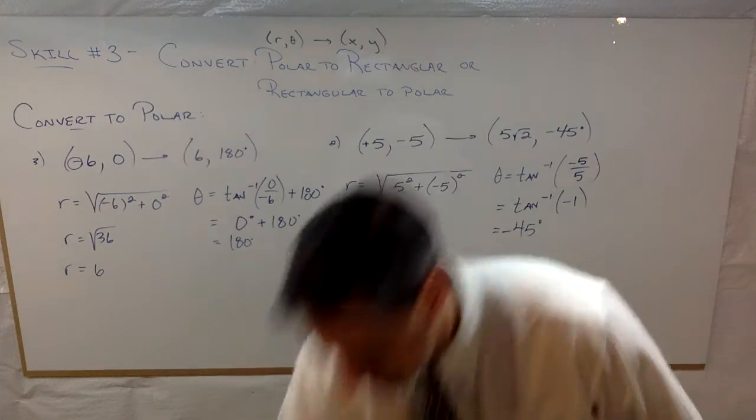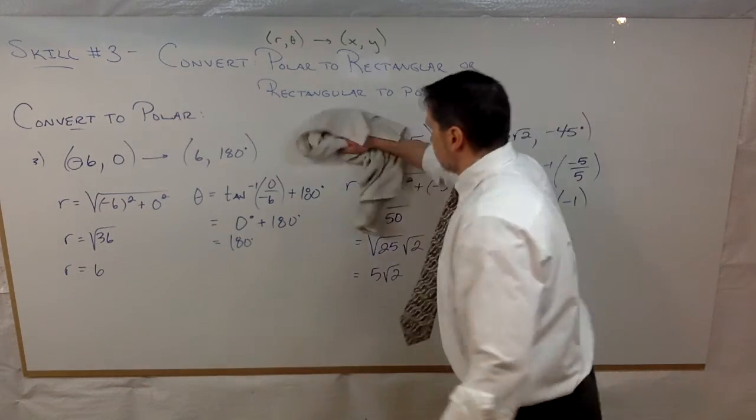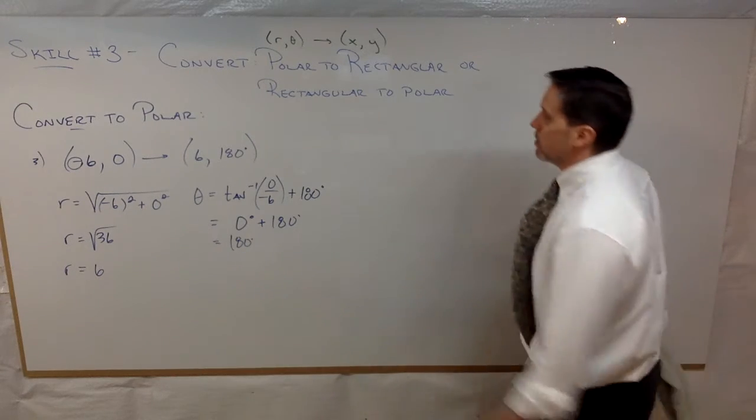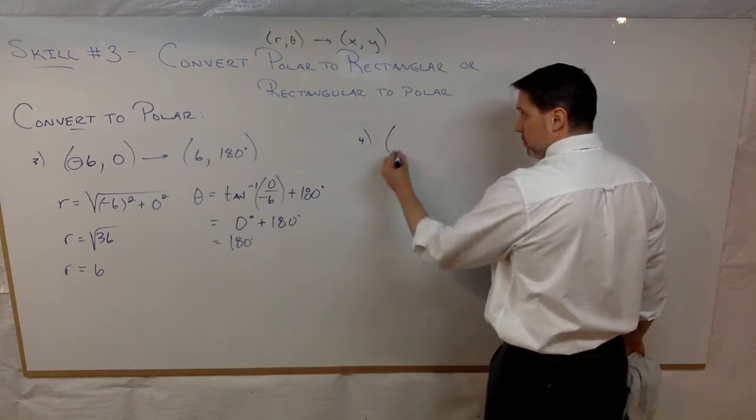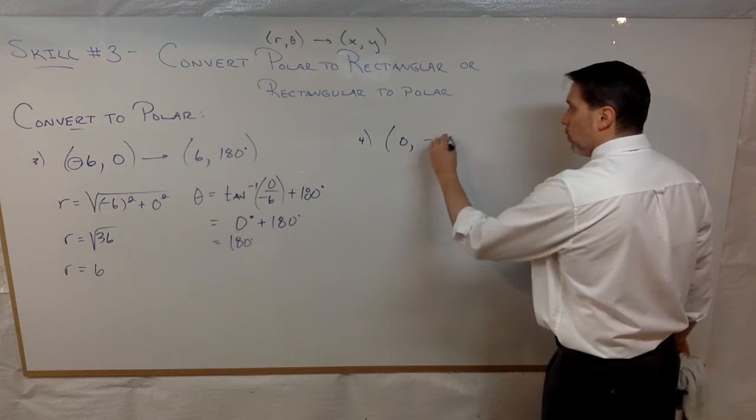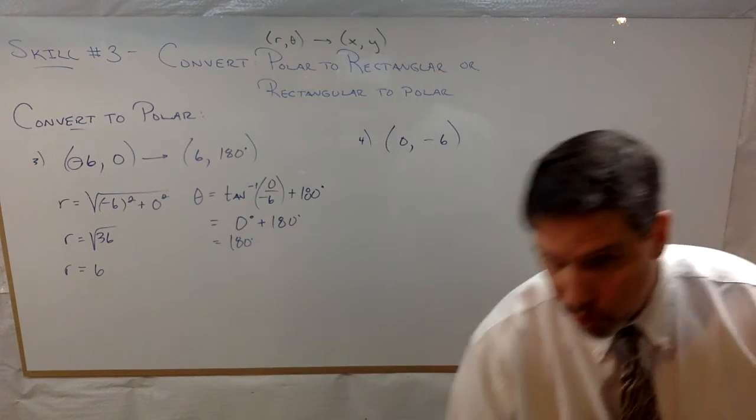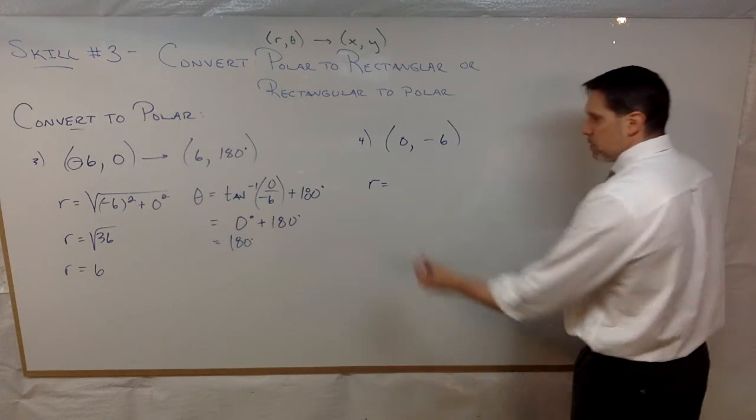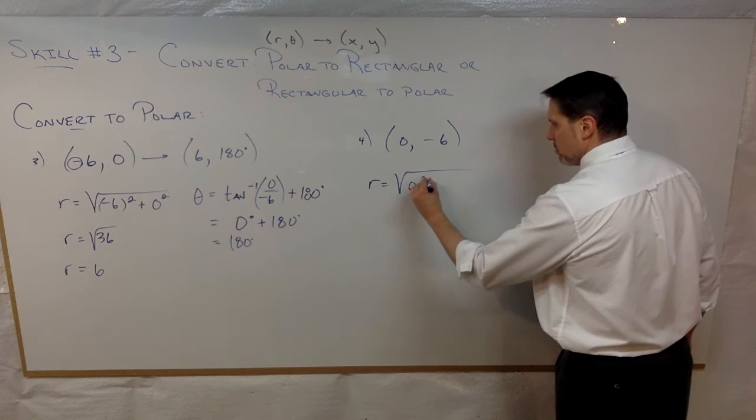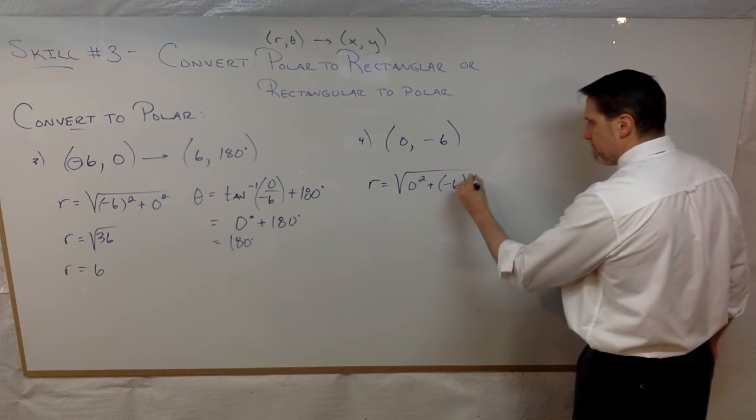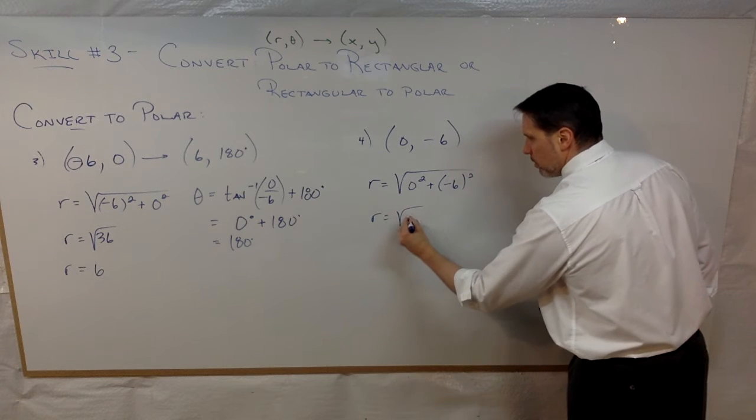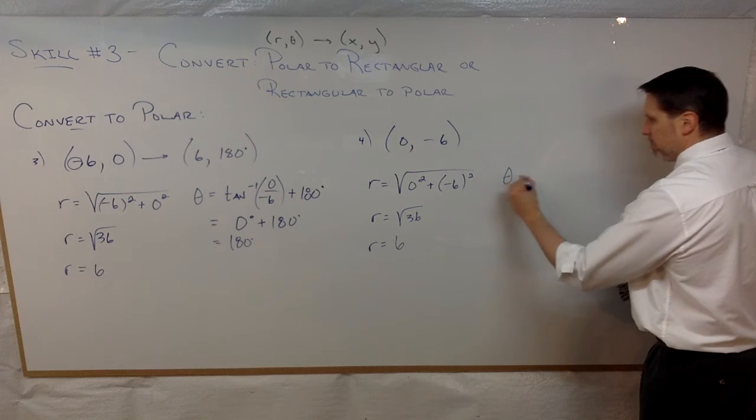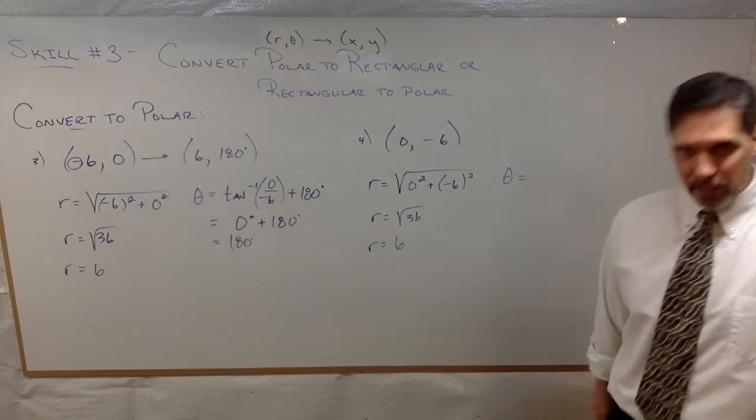All right, last one, number 4. If I switch these around, let's say, let's go with the same ordered pair, but reverse the x and y coordinates. If I say 0, 6, or 0, -6, I'm still going to go through the r the same way. That doesn't change. So 0 squared plus -6 squared, which is still the square root of 36, which is still 6. Theta, however, we cannot use inverse tangent.